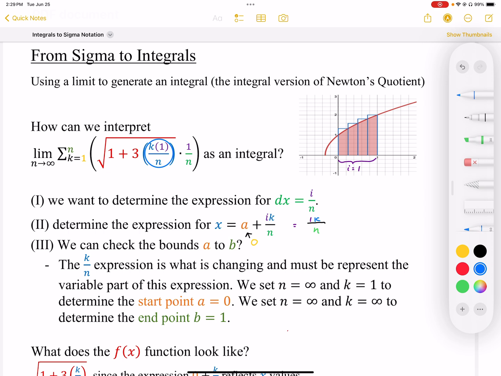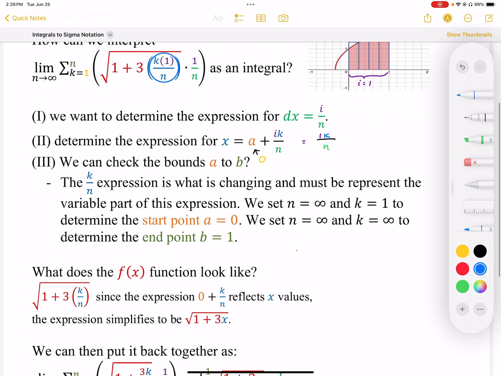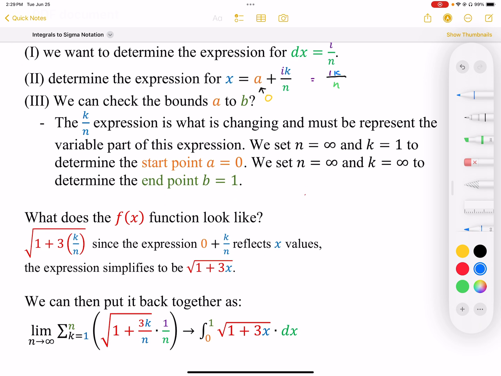We have a dx, which is our 1 over n in this expression. So we're going to start by putting that into our expression. Our f of x function is going to be the square root of 1 plus 3k over n, which we're going to replace with x. And then we also have a 1 over n expression that we can replace with dx. So this is what our expression looks like so far.